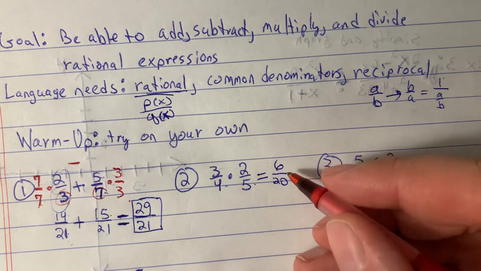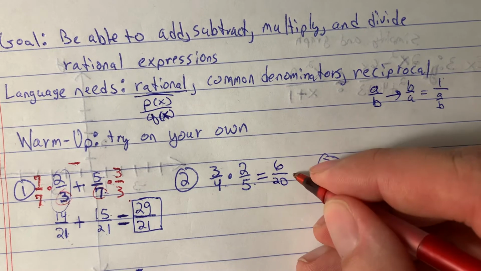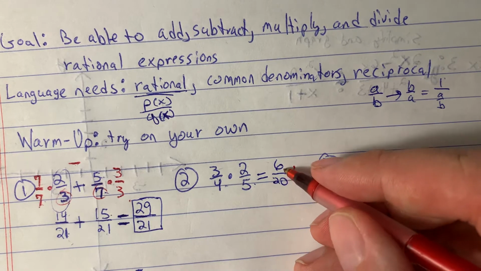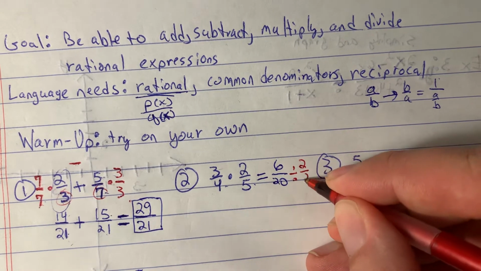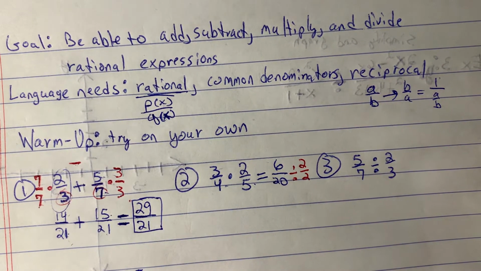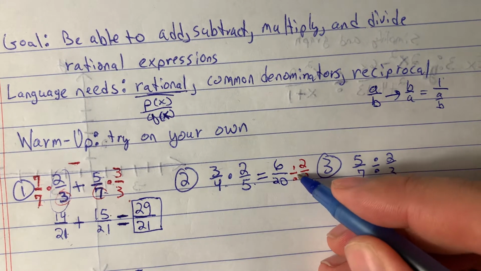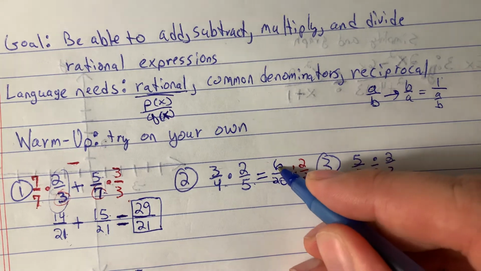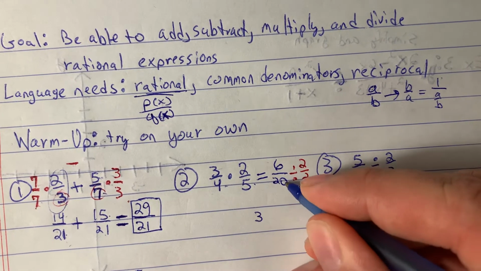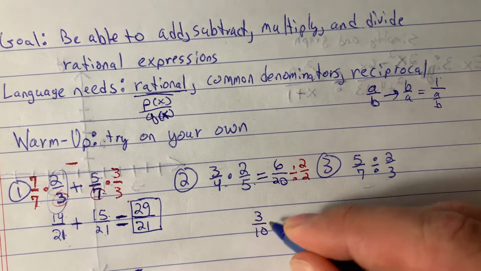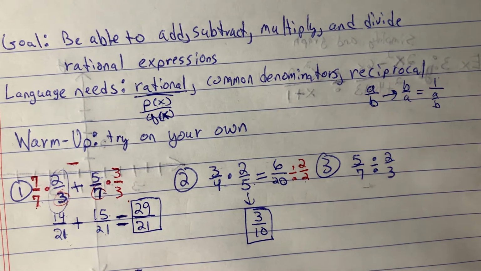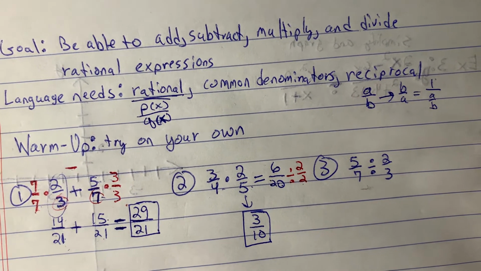And we want to be careful to look for, is there any way to simplify? And yes, with 6/20, the numerator and the denominator share a common factor of 2. And so we're going to divide by 2 over 2. This doesn't change the value of the fraction because 2 divided by 2 is 1, and dividing by 1 doesn't change the value of something. 6 divided by 2 is 3. 20 divided by 2 is 10, and so 3/10 is the simplified form of this multiplication, this product.